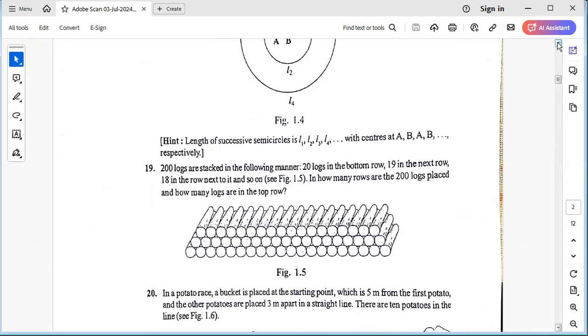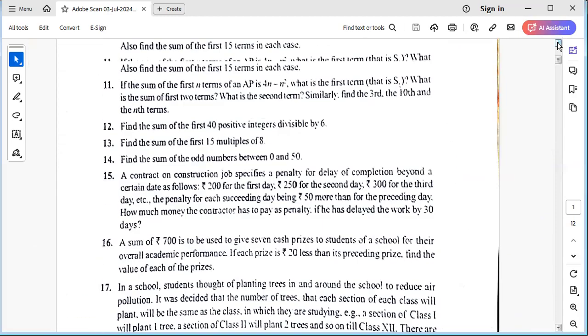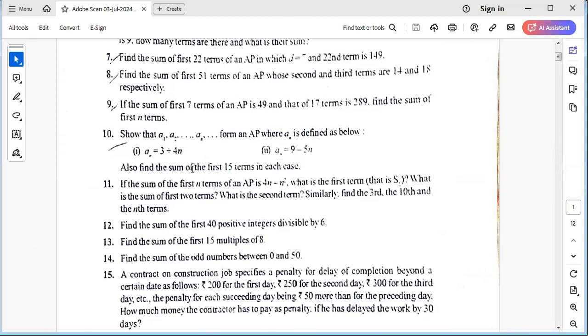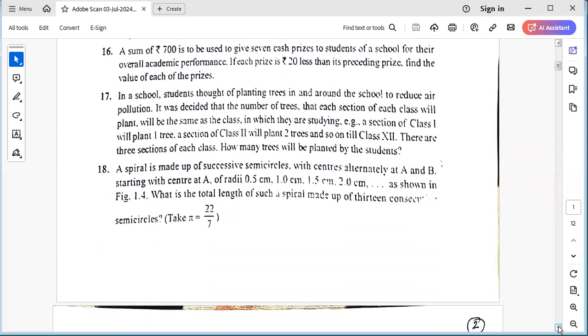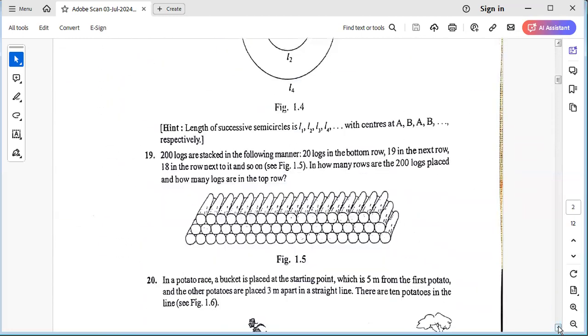Next, go to problem number 10. Problem number 10 is like this. Show that a1, a2, ..., an form an AP where an is defined as below: an is equal to 3 plus 4n, and an is equal to 9 minus 5n. Also, find the sum of the first 15 terms in each case. So this is problem 10. Let us see its answer.